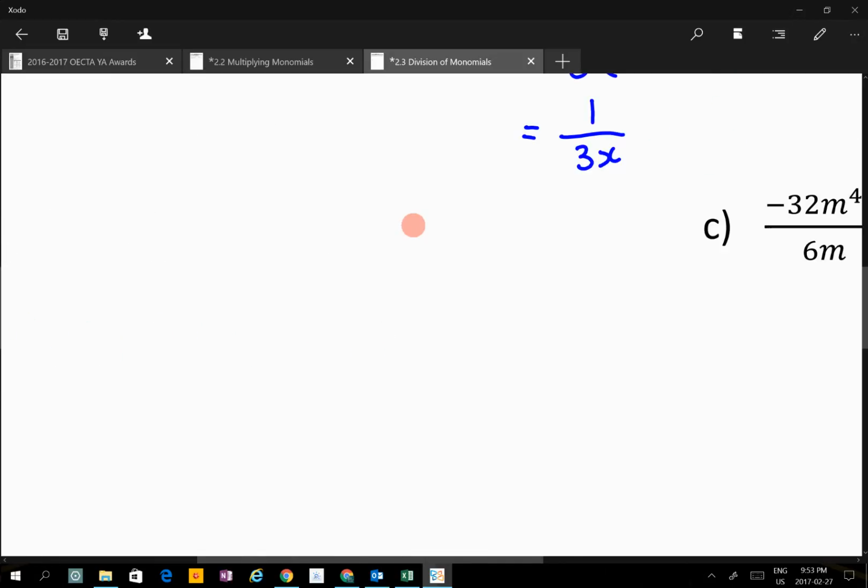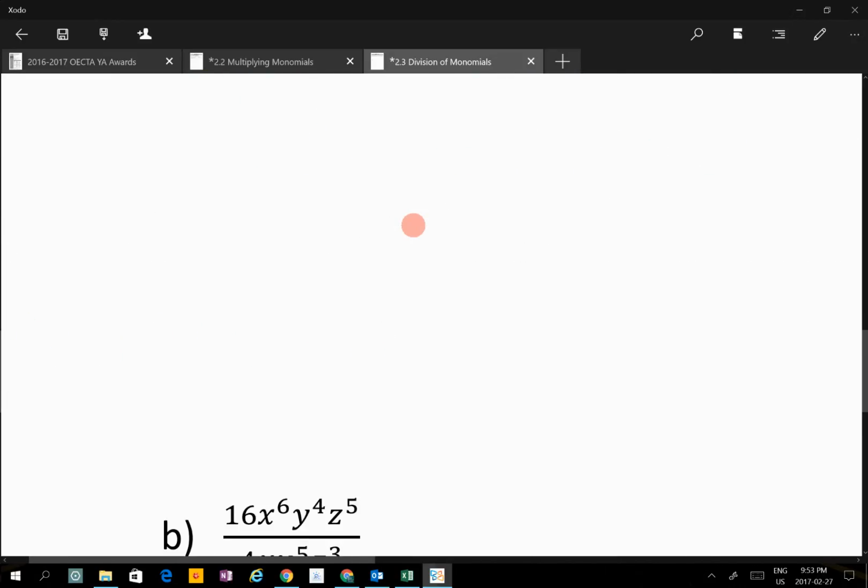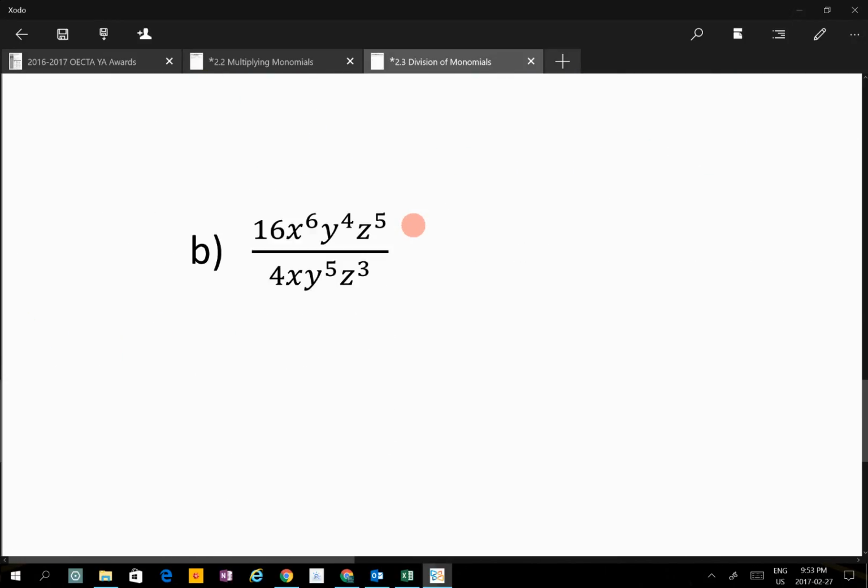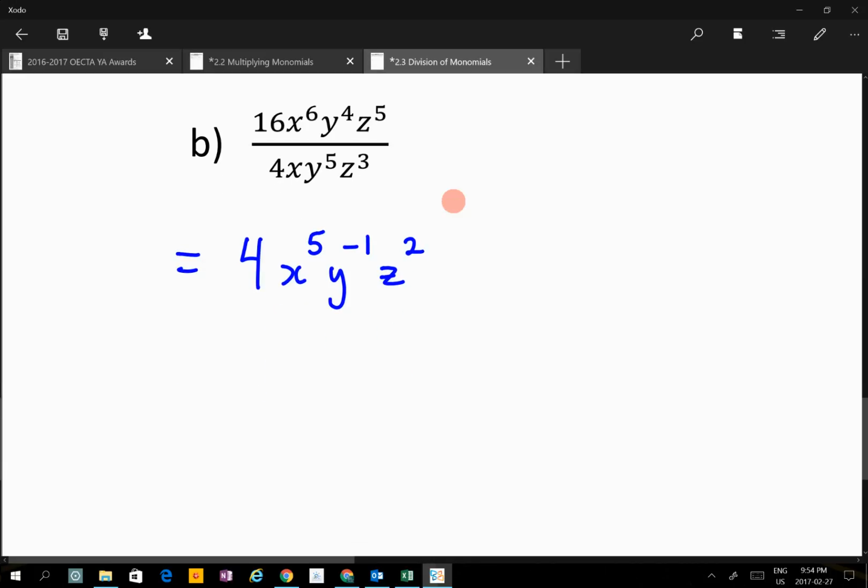Okay, next one, down here, part B. 16 over 4 gets reduced to 4. X to the exponent 6 over x gets reduced to x to the exponent 5. Y to the exponent 4 over y to the exponent 5 is y to the exponent negative 1. Z to the exponent 5 over z to the exponent 3 is z squared. I don't like negative exponents.